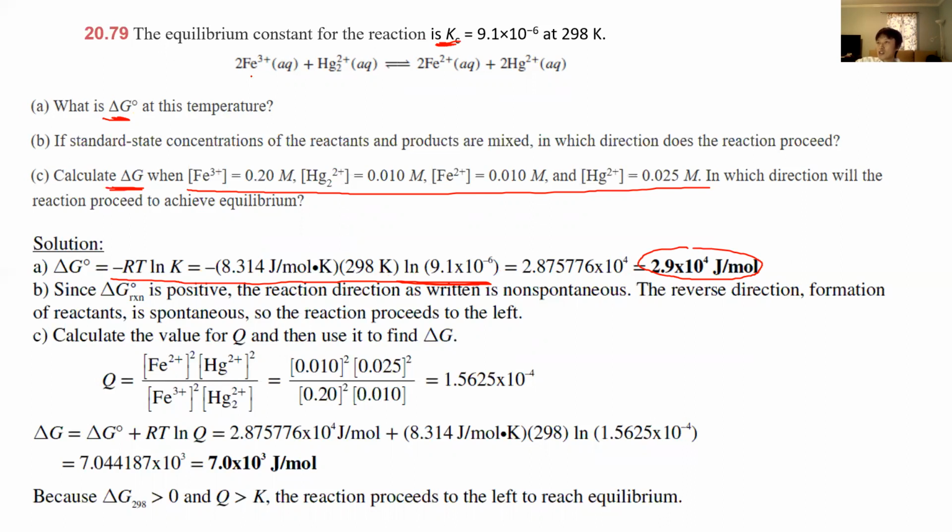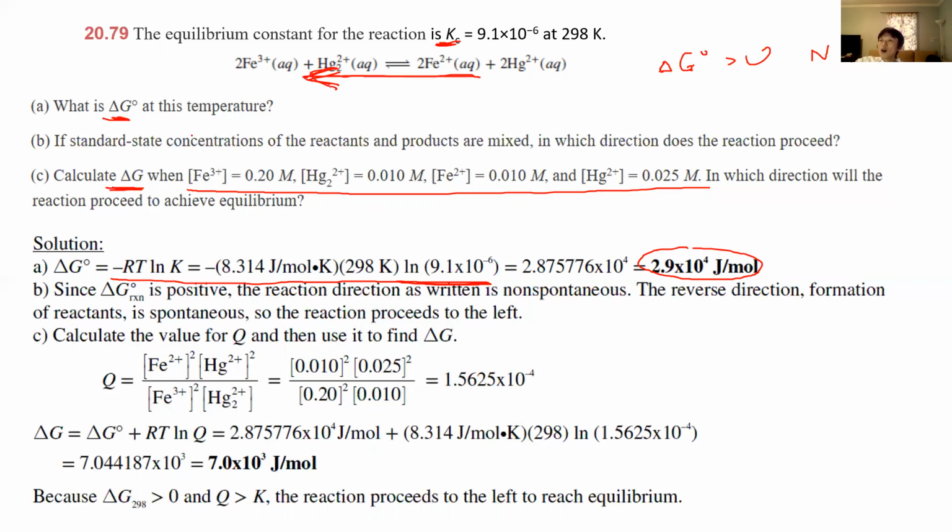Because this reaction is written this way, the standard delta G is greater than 0. Greater than 0 means it's non-spontaneous, meaning the reaction to the right is not preferred, but the reaction to the left is preferred. If you reverse it, you switch the sign, so that delta G will be negative. So the reaction to the left is actually preferred.